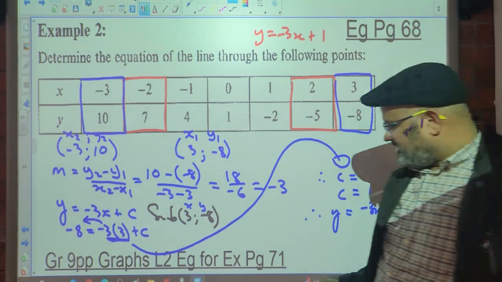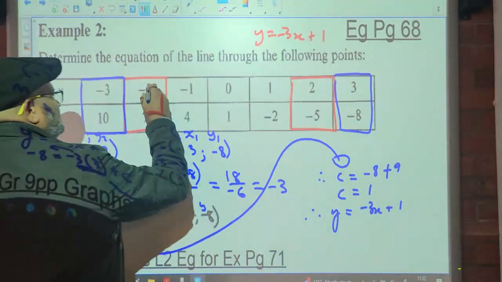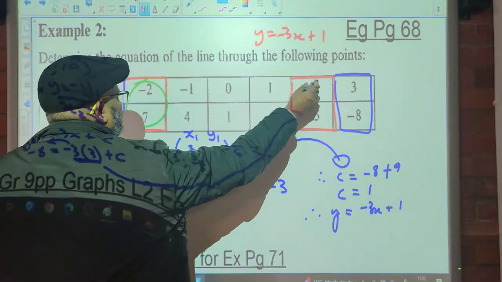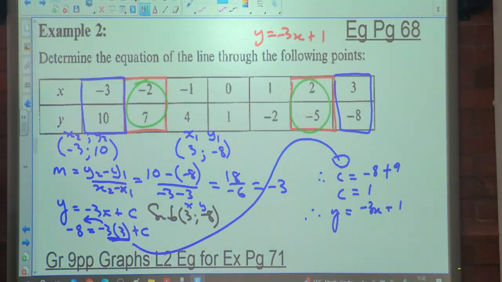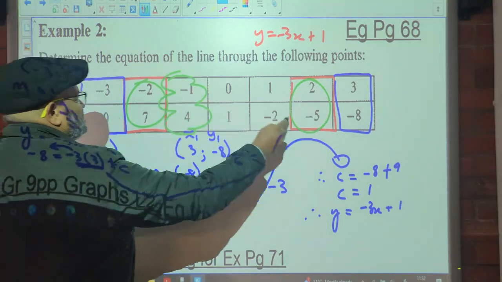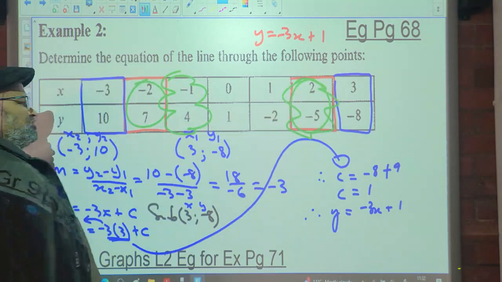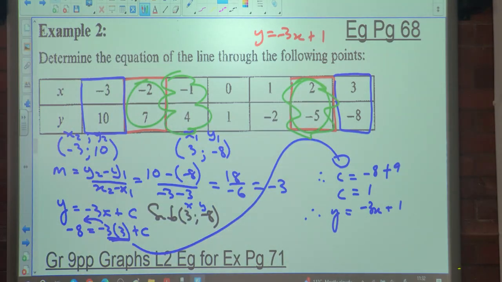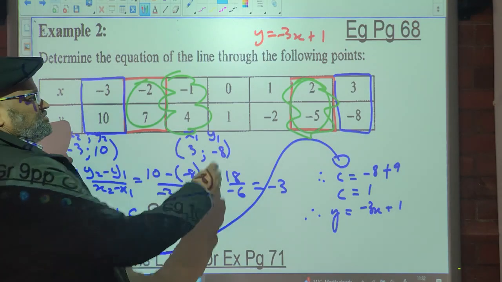If we chose any values, people, any ordered pairs here, and we work it out, we'll see that we get the same thing. If I chose that one and this one, you should have gotten the same, provided you make no mistake. Okay, you guys understand? And again, what if I substitute 0 in here?